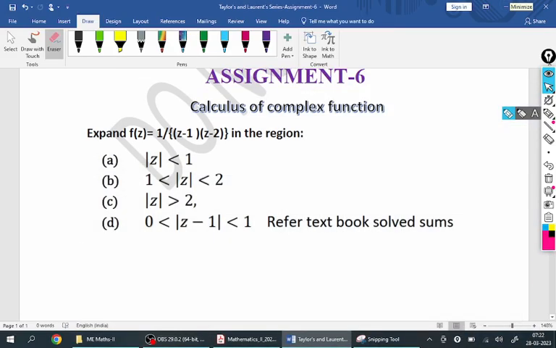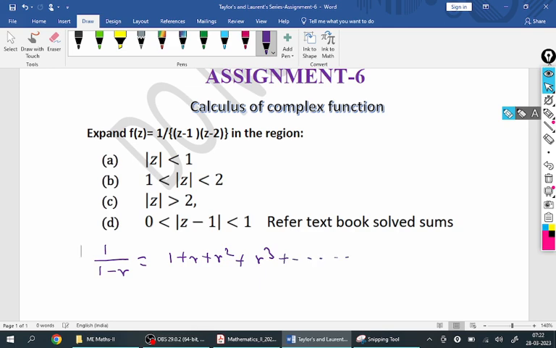Hello everyone. You can cross-check now the solutions of assignment number 6, which is on the Taylor and Laurent series. Remember, the most important formulas for the Taylor and Laurent series that you should know are only two. The first is 1 upon 1 minus r, which is 1 plus r plus r square plus r cube plus so on.